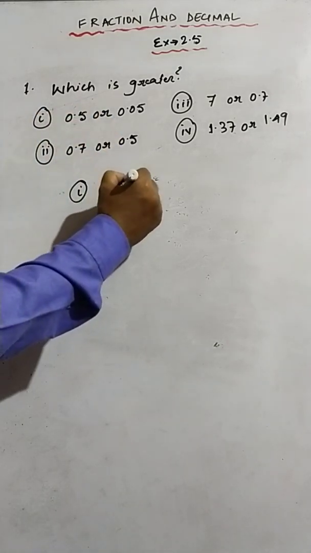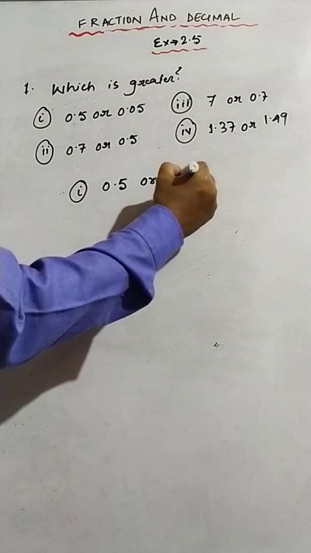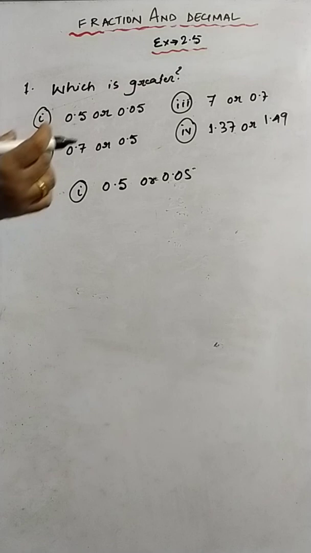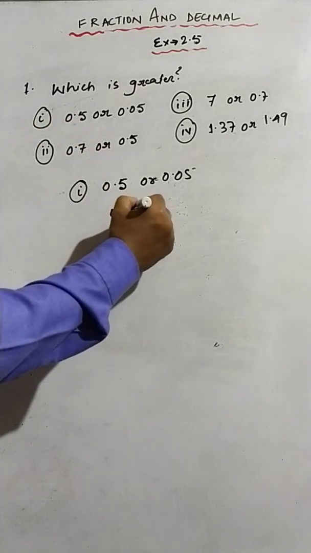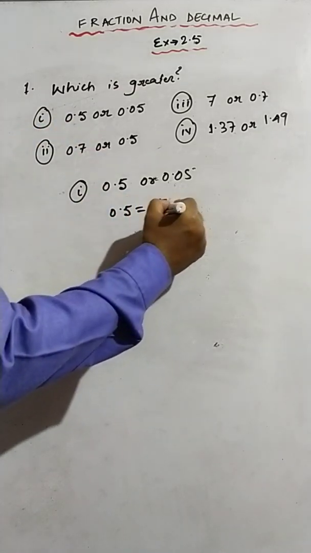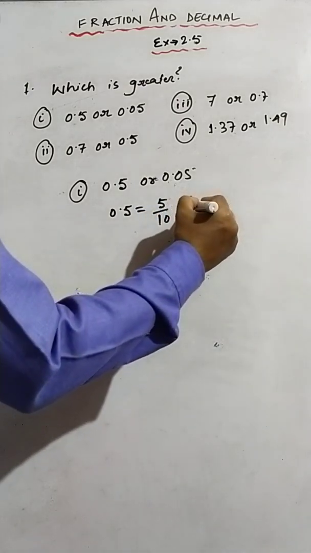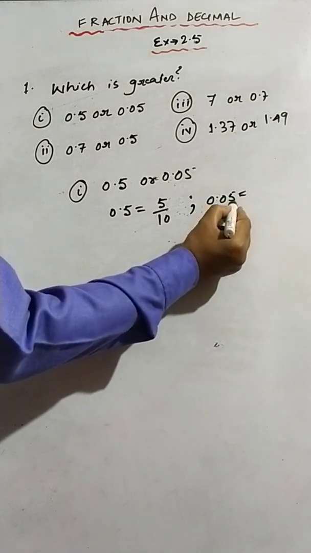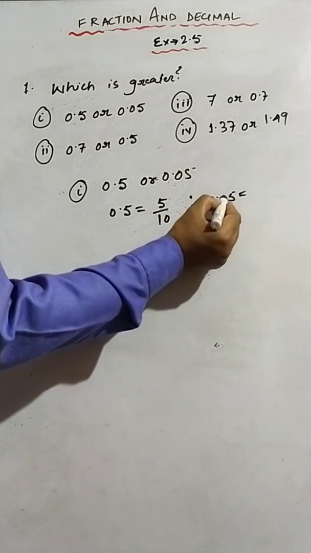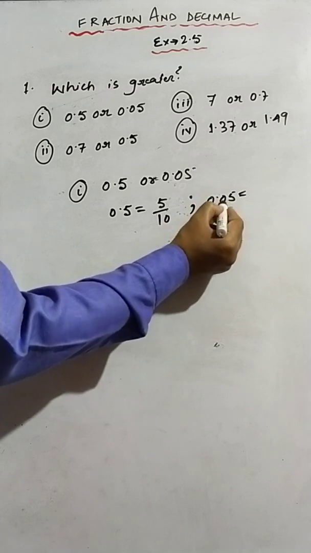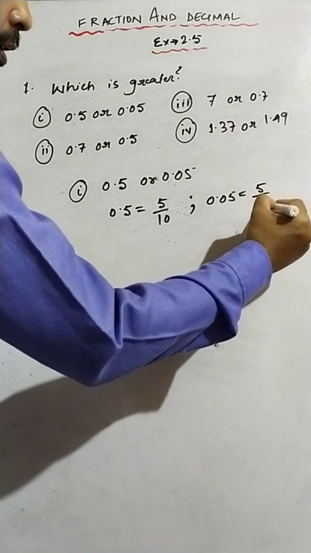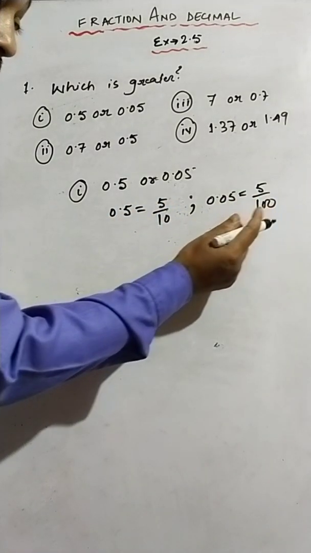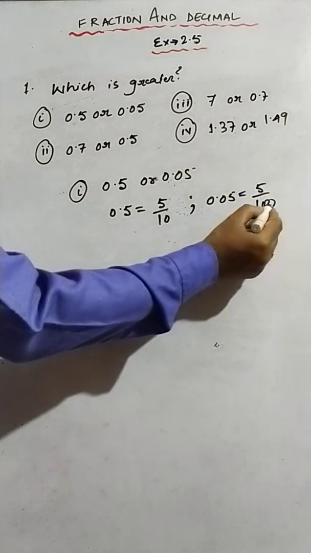Now it is given 0.5 or 0.05. The first thing that we'll do is convert the decimal form into fractional form. So 0.5 will be written as 5 upon 10. Absolutely. Now what about this one? 0.05 will be written as what? After the decimal, how many digits? Yes, you also have to count the 0. So how many digits? 1, 2. So 5 by 100. Now, are these two fractions like fractions? No, because the denominators are not matching.